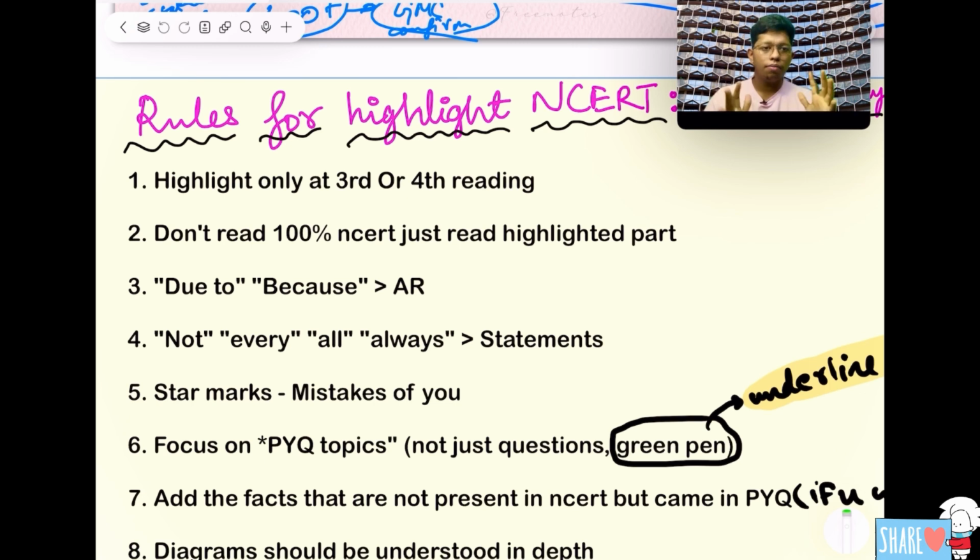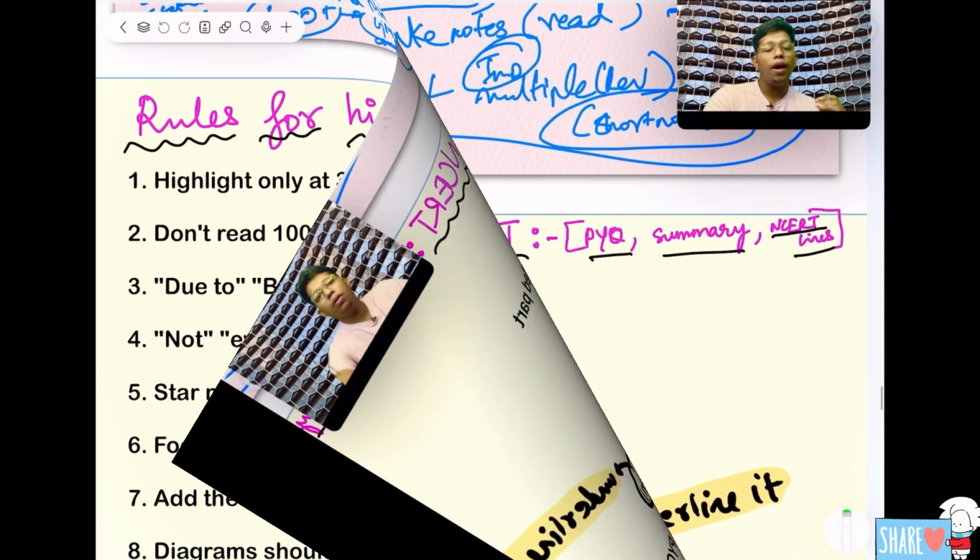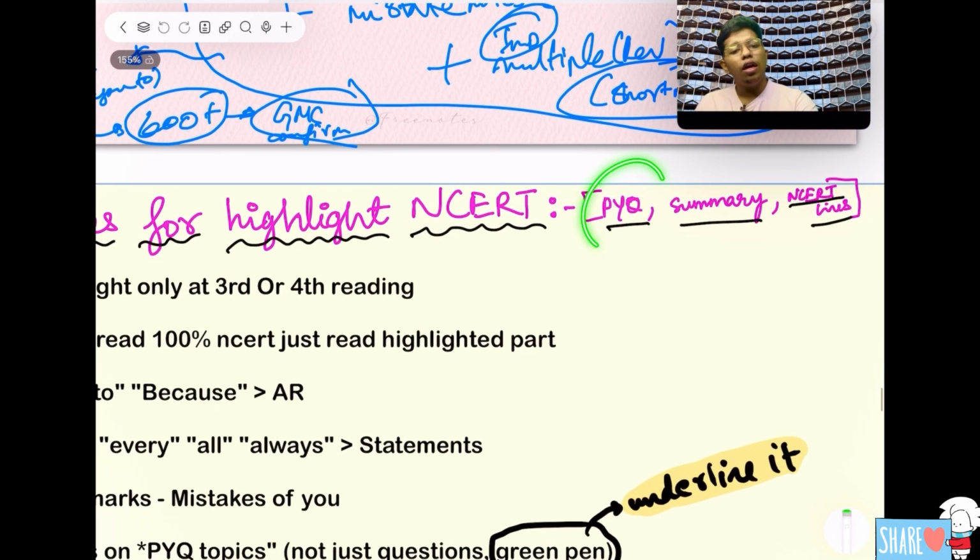In this, you may have many questions about how to highlight in bio. I will take 1 or 2, 3 questions for now. I have a confusion whether in NCERT we should mark PYQs or not. That question you may have. Finally, one more thing is whether we should read the summary. Why do we need to read the summary again?